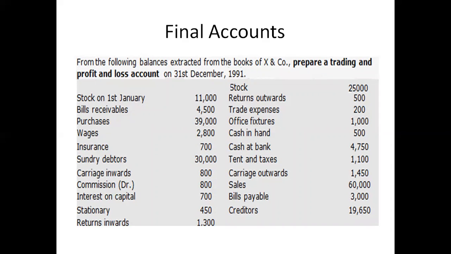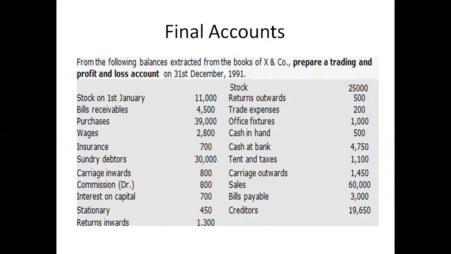Now, from the following balances extracted from the books of X and Company, prepare a trading and profit and loss account on 31st December 1991. Now, stock as on 1st January 11,000, bills receivables 4,500, purchases 39,000, wages 2,800, insurance 700, sundry debtors 30,000.